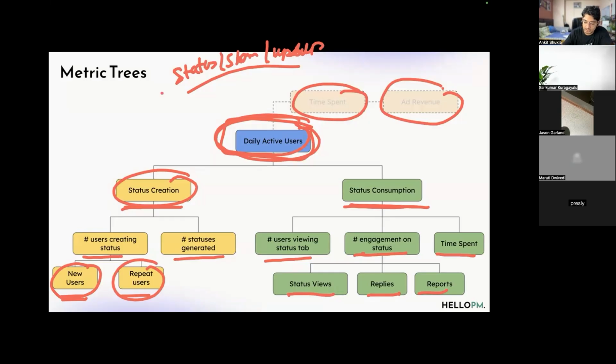Okay. A quick yes or no, everyone, if you're able to understand this metric tree. Cool.